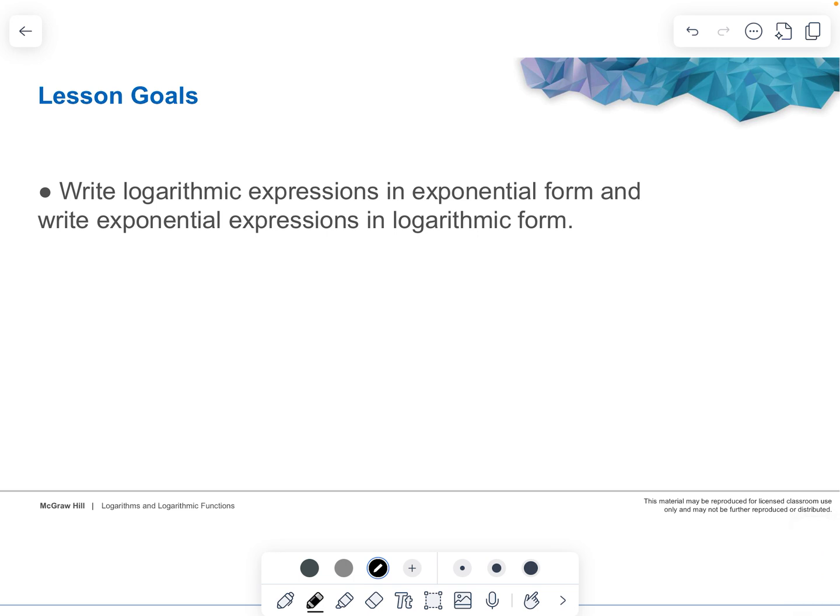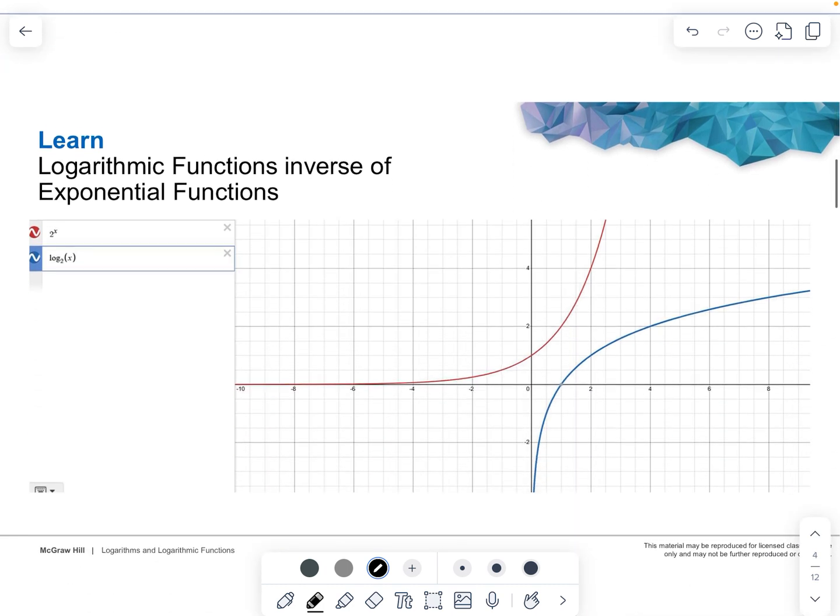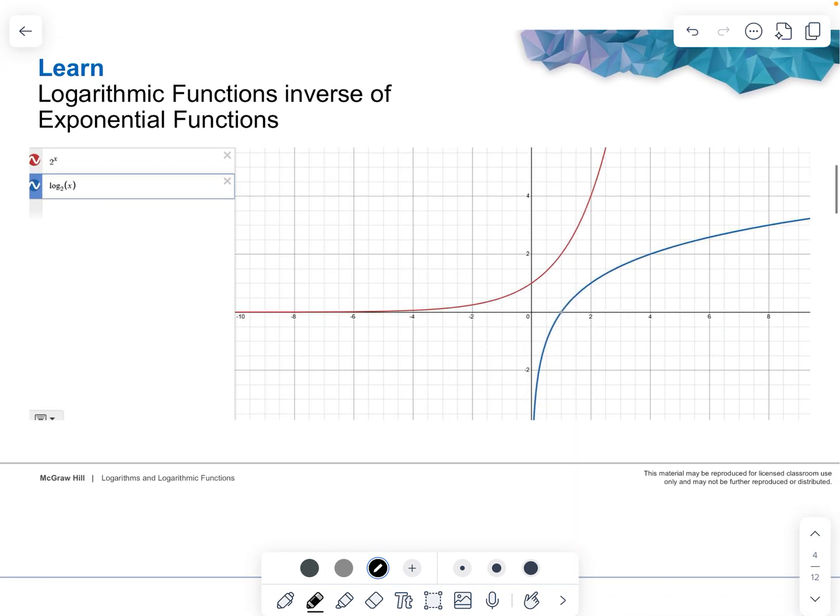Our lesson goal: write logarithmic expressions in exponential form and write exponential expressions in logarithmic form. And I just wanted you to see that a logarithmic function is the inverse of an exponential function. So you can see the red line is 2 to the x, an exponential function. And then log base 2 of x is the blue line. The logarithmic function and the exponential function are inverses of each other and they are reflected across y equals x.